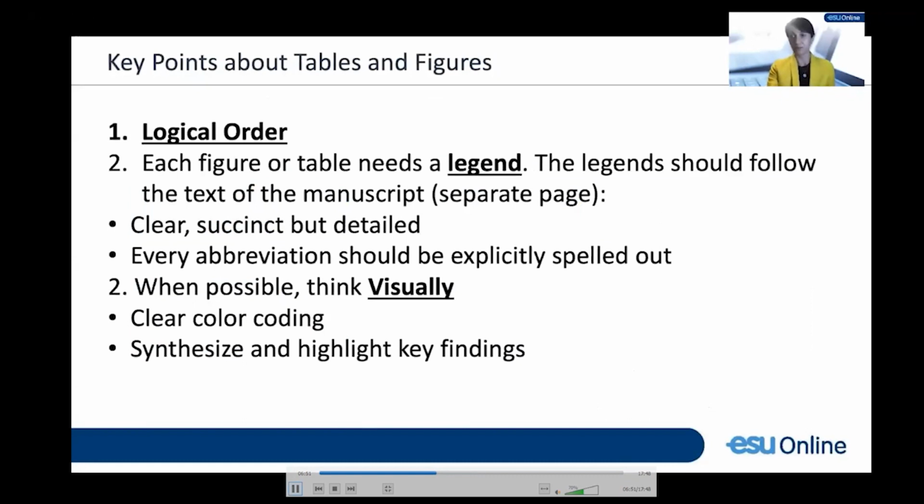So in terms of my key points, the first thing is everything has to be presented in a logical order. It is key that each figure or table must have a legend, and the legend should follow in the text of the manuscript. In general, I like to present these on a separate page. Once I've completed my manuscript and the references, I include a page in my Word document that is my legends of tables and figures, so that the reviewers clearly have those details for them.